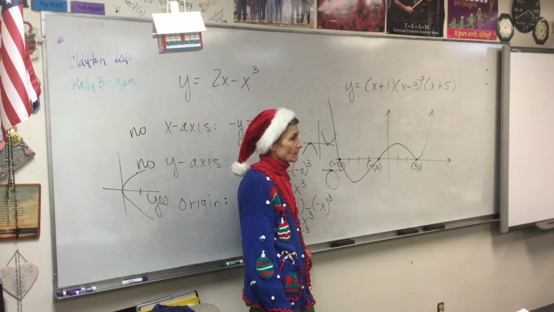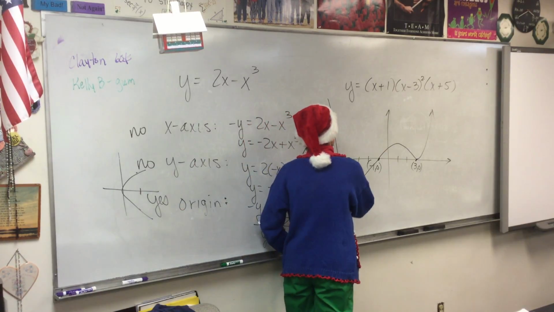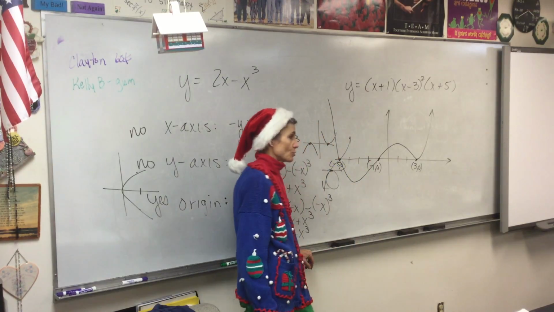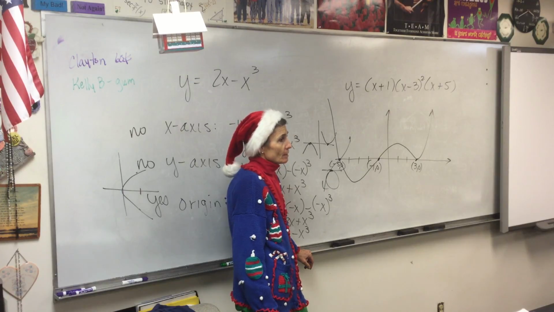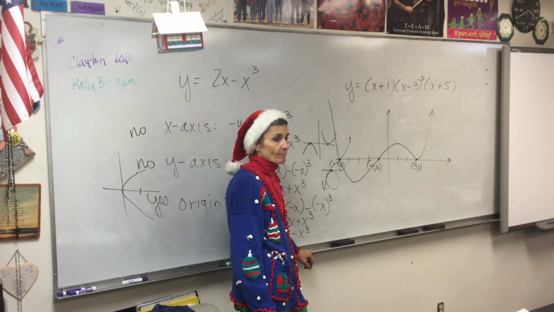It bounces because it's squared. When it's cubed, it goes through, but it's not a tangent. All right, what else?